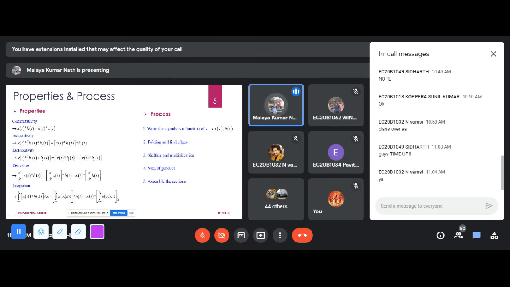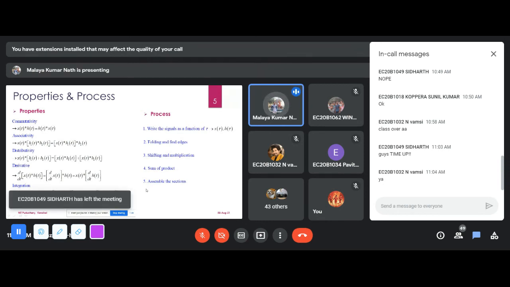So these are some of the properties of convolution. These are some of the things you have to remember, right? Already I have discussed the process, so I need not explain it once again. These 5 steps are the steps to be followed during the computation of convolution. Whether it's a discrete signal or a continuous signal, you have to follow them.